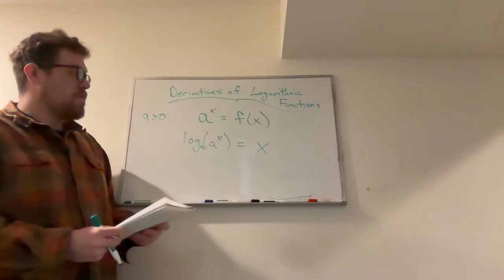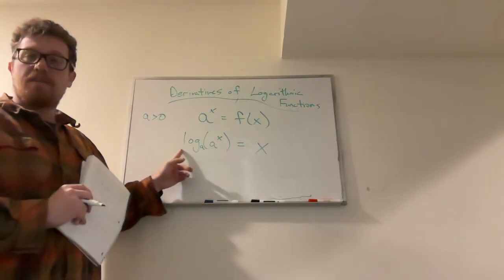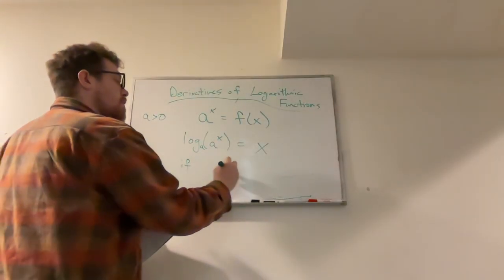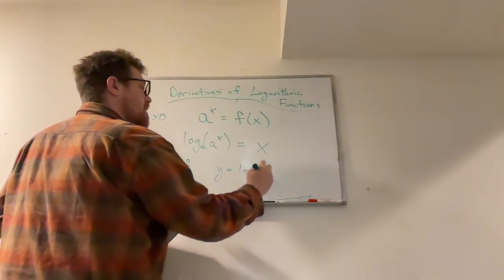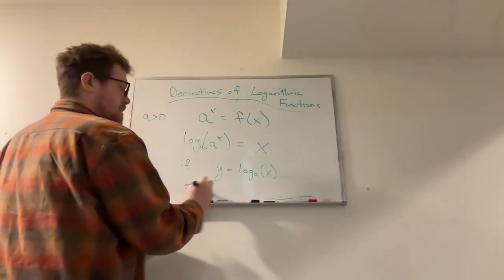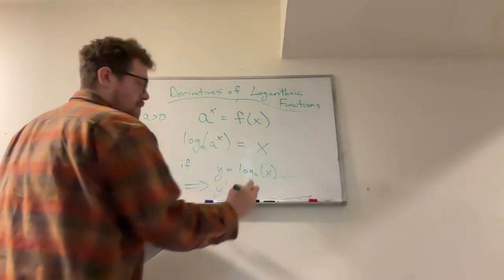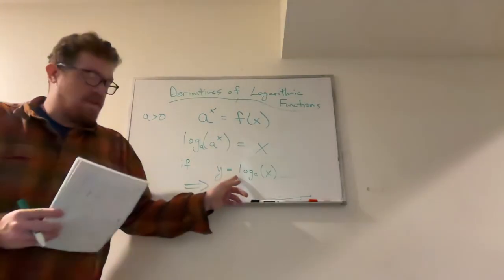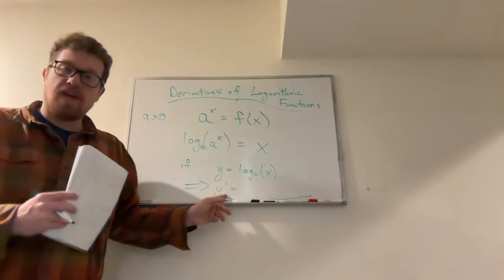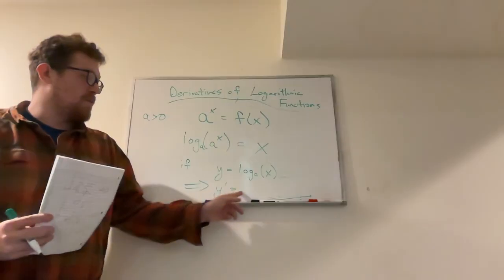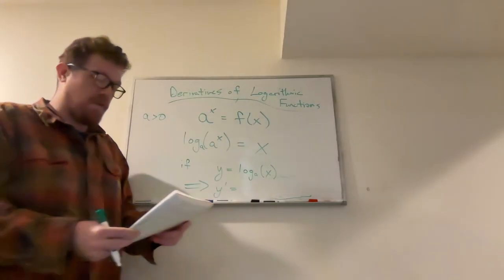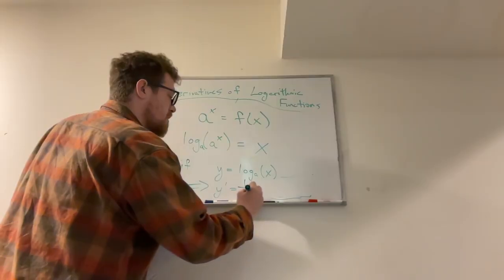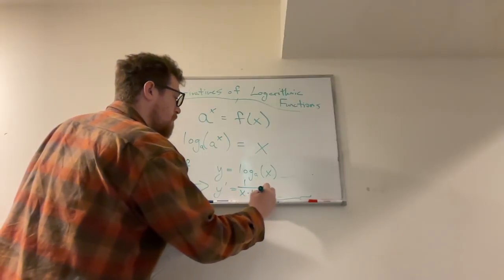And we're going to prove that the derivative of this log a function, so if y is equal to log base a of x, then we're going to show that the derivative of this inverse function, we're going to again use implicit differentiation, and we're going to show that the derivative is 1 over x log a. So 1 over x times log a on the bottom.